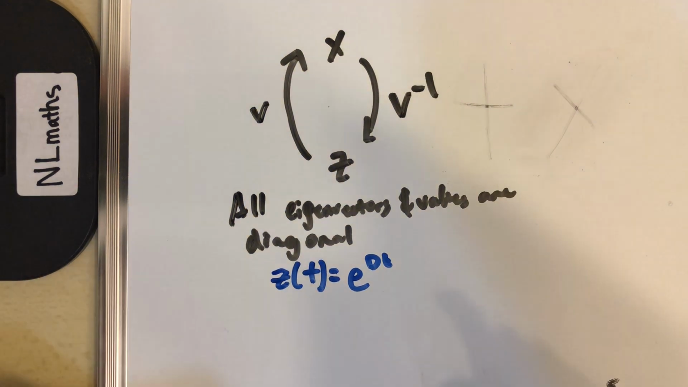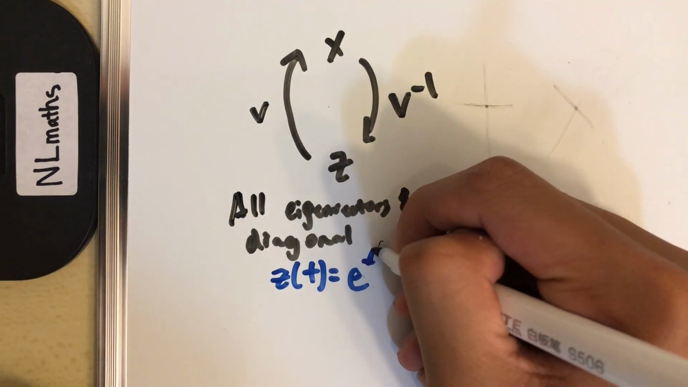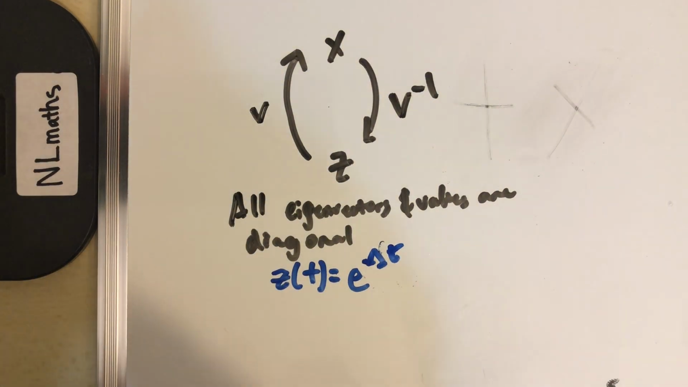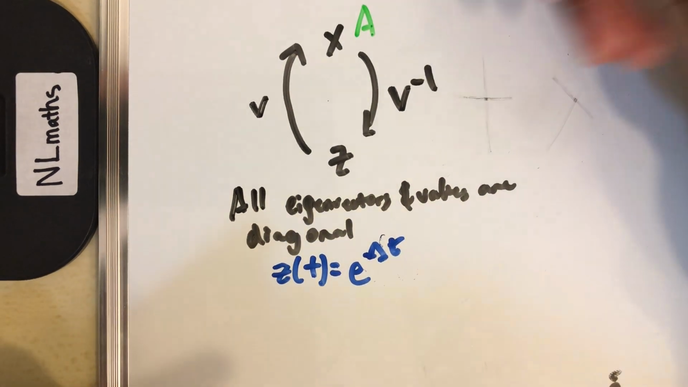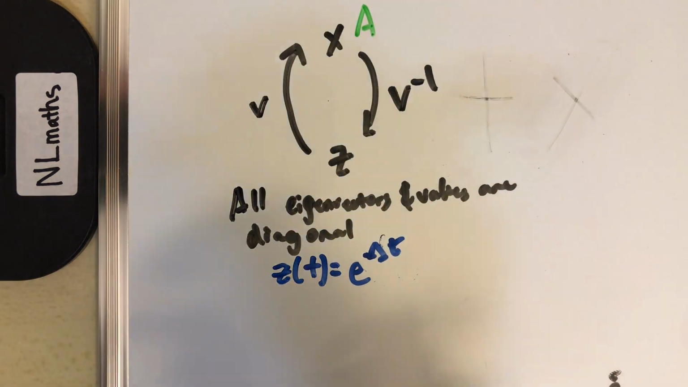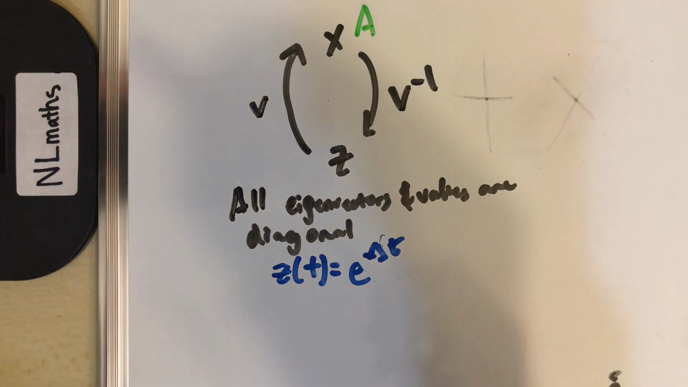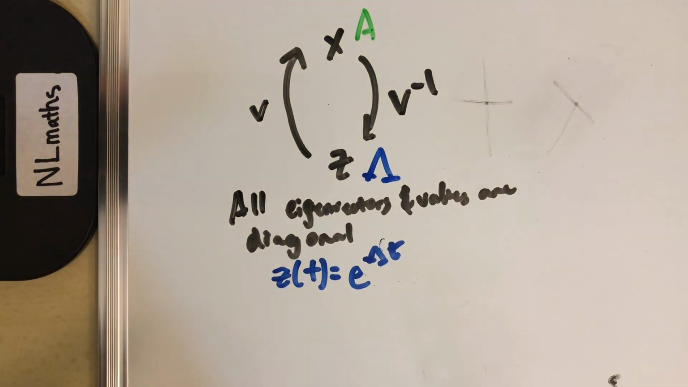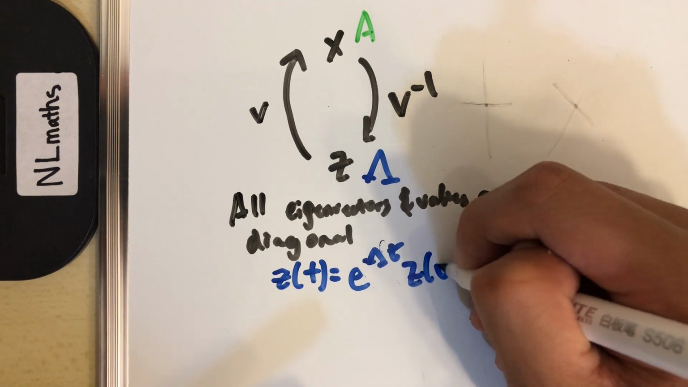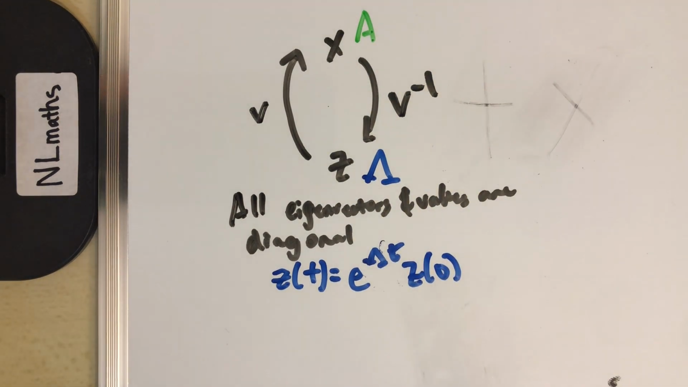Oh, sorry, I forgot to introduce something. E to lambda t. And lambda t is going to be the equivalent of the X matrix. So you know how for X, we have this A matrix that controls the transformation. For Z, it's going to be lambda. So Z equals e to lambda t times the initial Z. So this is why it's so important. It's so much easier to solve.